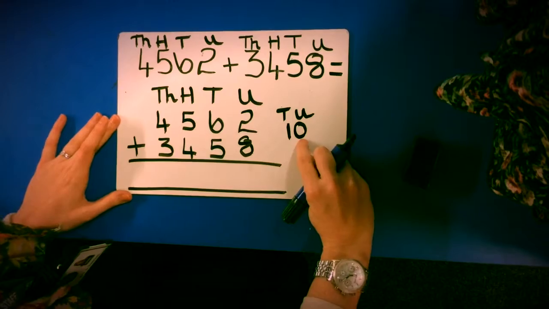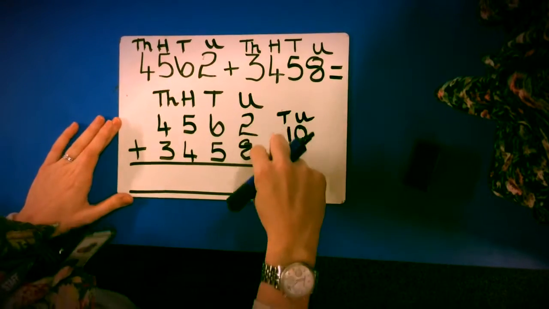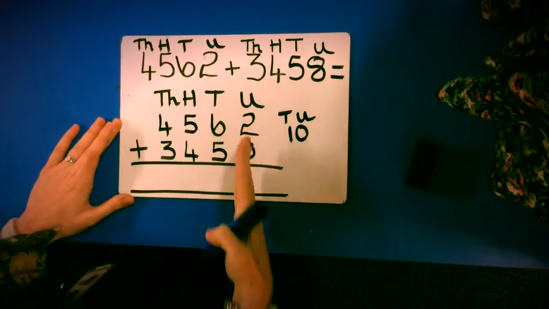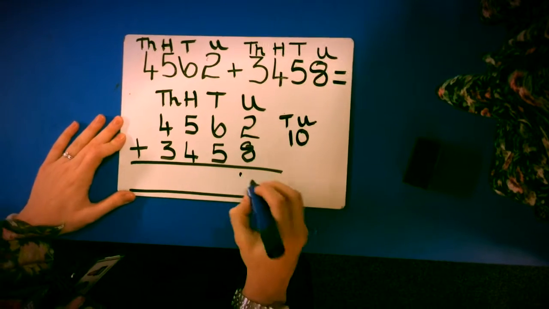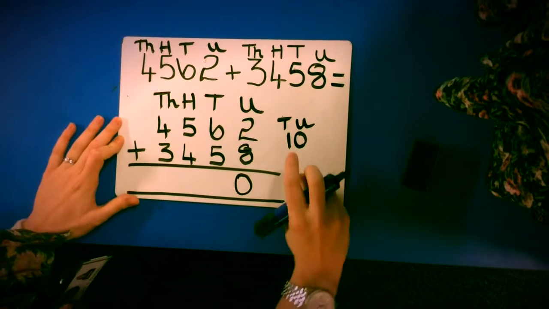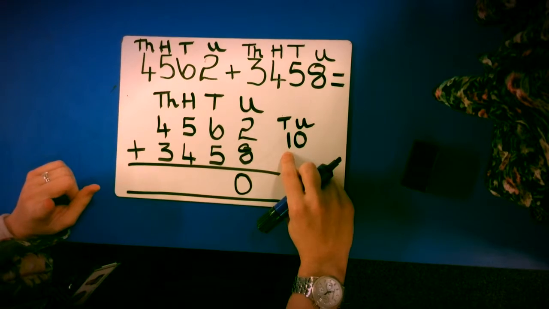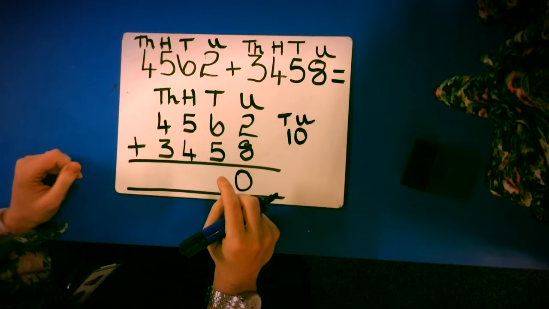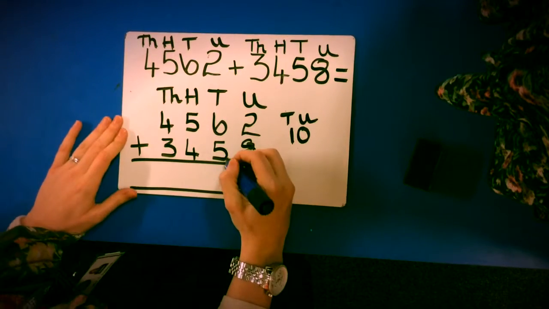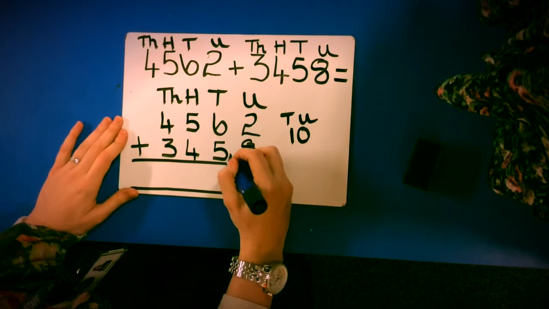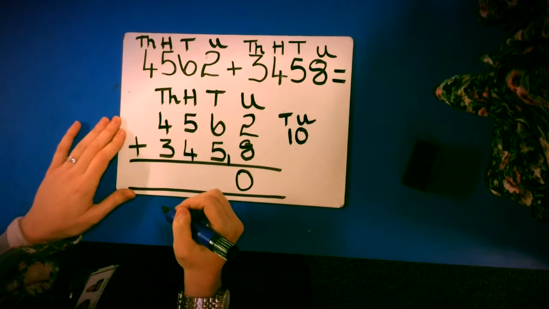So we have 0 units, so I always say it needs to be with the units family and it needs to be underneath. So I put my 0 underneath. I have 1 lot of 10 and that needs to go with the tens family, that's where it belongs. So it goes in the tens column on the doorstep ready to be added.